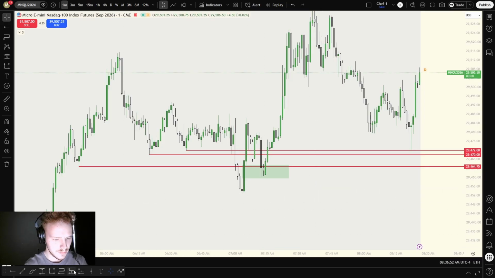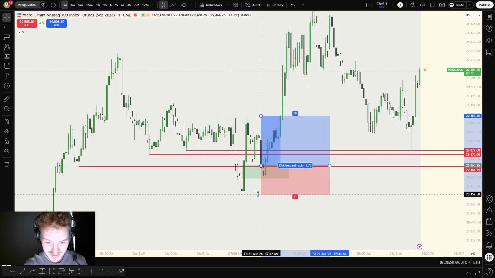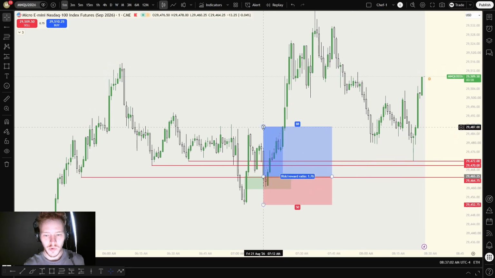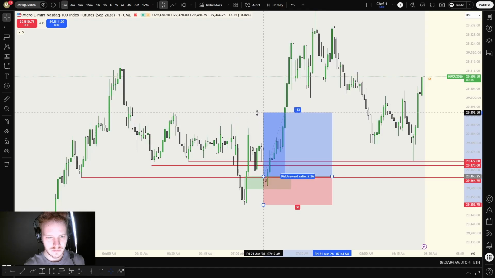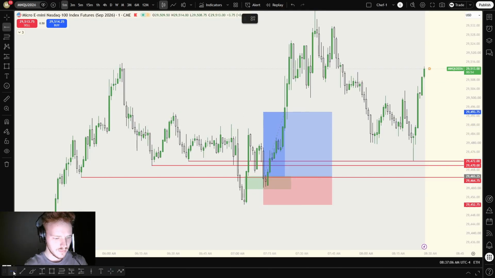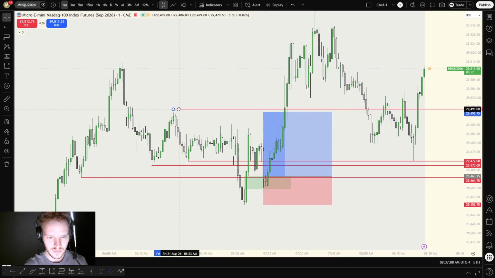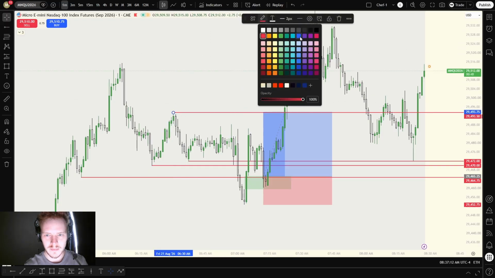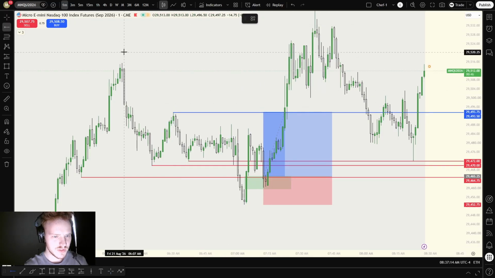Fair value gap. This is actually very, I wish I was trading this today. This is today. And again, where can we target? Could target this high. Target that high. Could target this high.